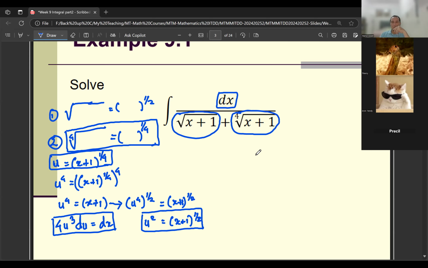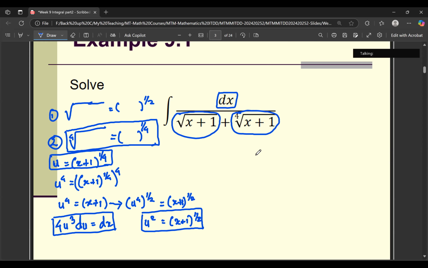So we replace all of the integral here. We get the integral of dx becoming 4u cubed du, divided by u squared for the first component, and u for the second.